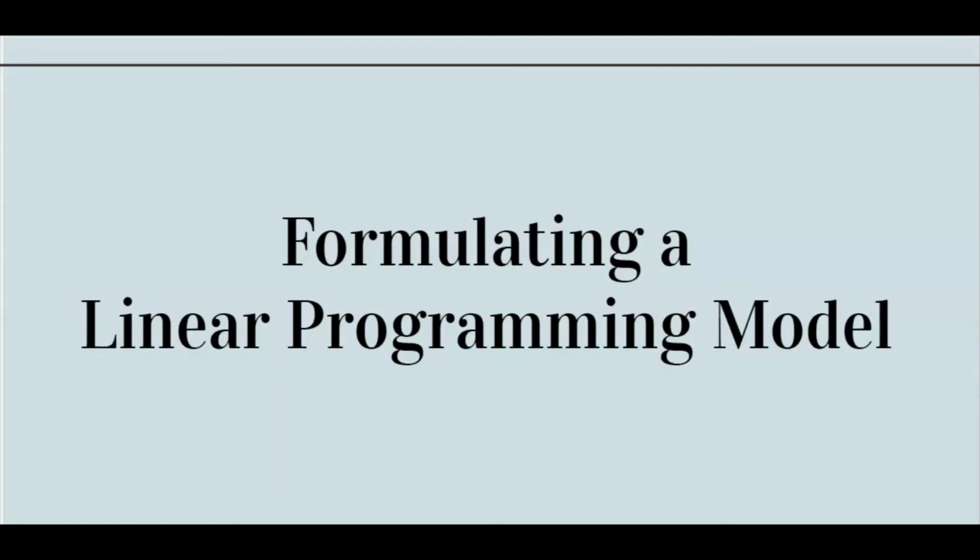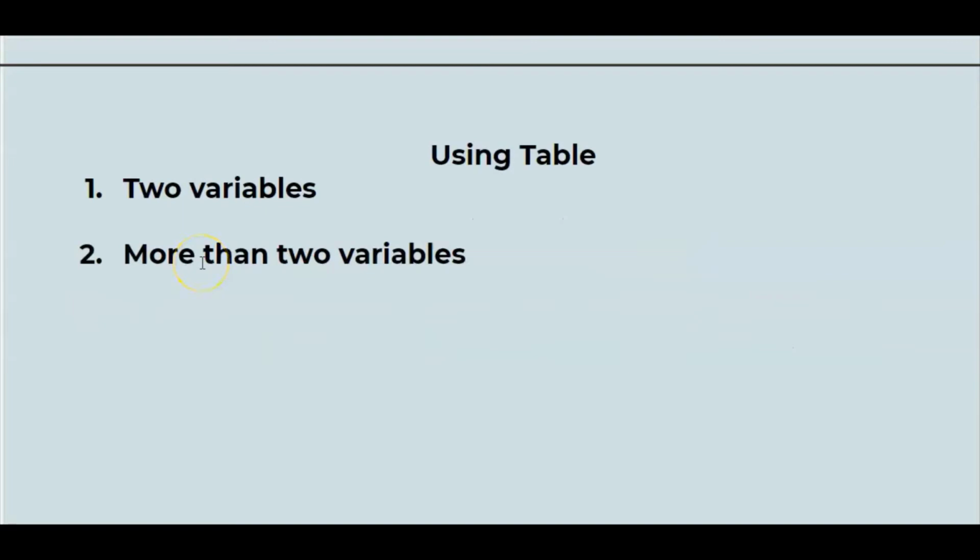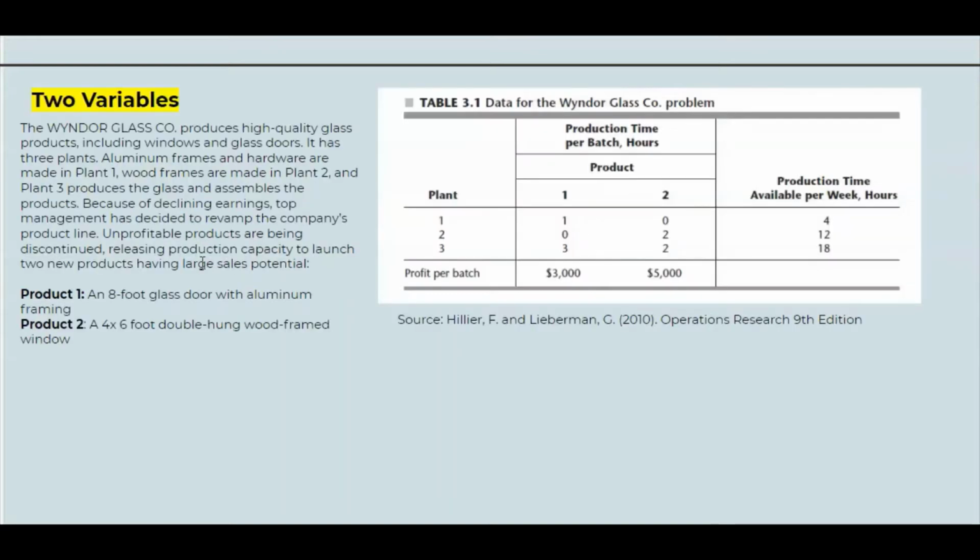Hello, this video is to show you how to formulate a linear programming model. In one of the tables, we will have two variables, and the second table we'll work with is two or more variables. So in the first one with two variables, we have a word problem that says a window or glass company produces high quality glass products, including windows and glass doors.